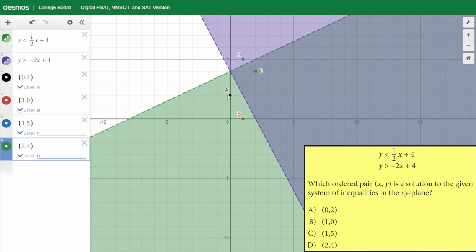Okay. You can see that A and B fall only in the green region, which means that they satisfy only the first inequality, and C falls only in the purple region, which is the second inequality. But option D falls in the shaded region of both purple and green together, which means it satisfies both inequalities. So option D is our answer.